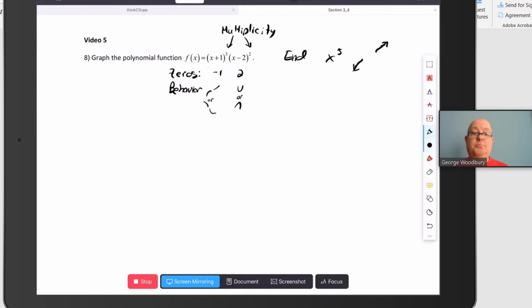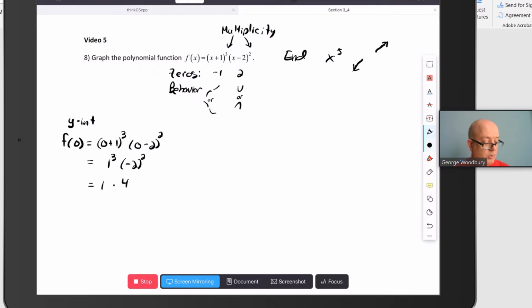We can anchor some points on this graph. We already know the two zeros, so we know the two x-intercepts. For the y-intercept, that is where that's equal to f of 0. So we substitute 0 in, and we get 0 plus 1 to the third power times 0 minus 2 squared, which is 1 cubed times -2 squared, which is 1 times 4, or 4. So I've got a few points. I know how it behaves at the end. I know how it will behave at the roots. Let's go ahead and give this one a shot.